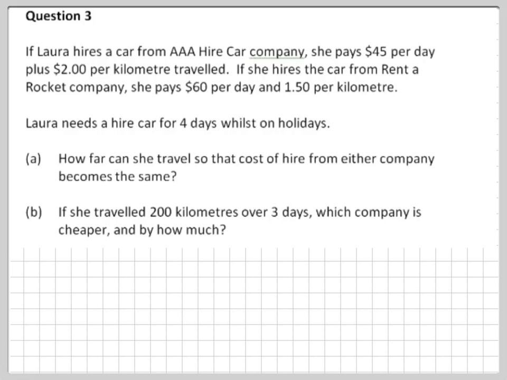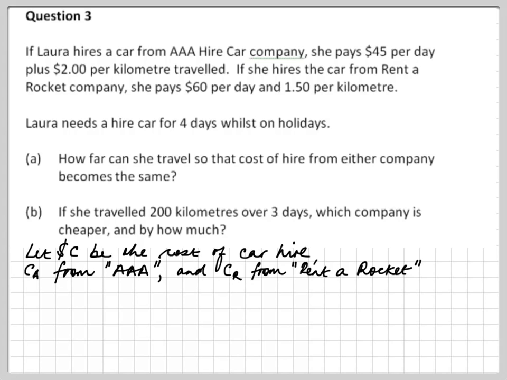All right, well, we better define some terms here, guys. They don't give us any symbols, no pronumerals in sight anywhere. That's the very first thing we have to do, okay? All right, I'll say, let capital C be the cost of car hire. And seeing we're considering 2 different companies, I can have CA from AAA and CR from Rent a Rocket. Does that make sense to you? I think so. And we've also got to have some way of identifying in an equation the kilometres that she travels, right? So let K be the number of kilometres travelled. Fair enough? Now we can set about doing our equation.